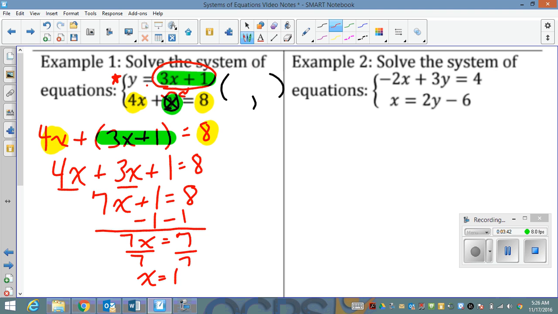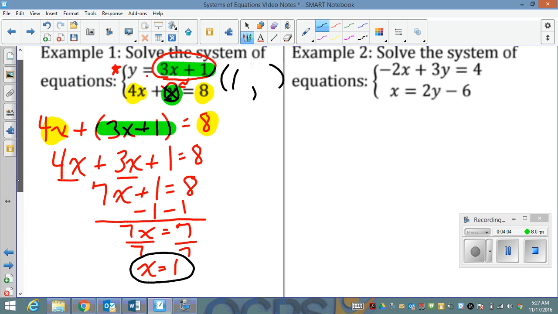So what we have just done is determined the x-coordinate, which is 1, of our solution to this system of equations. Now our third step is to take what we got here, go back into one of the equations, plug it in to solve for y.